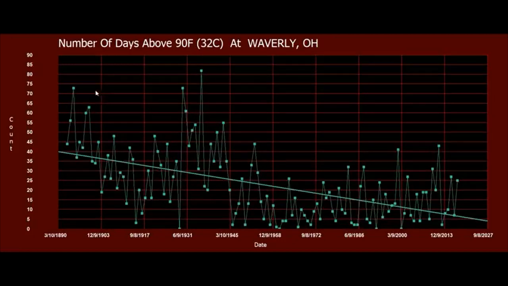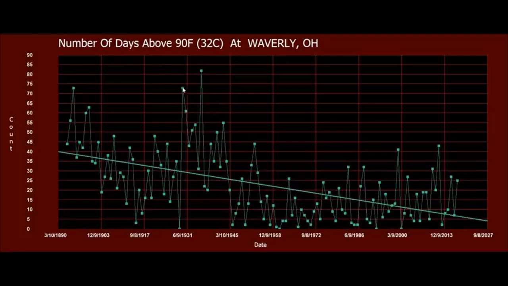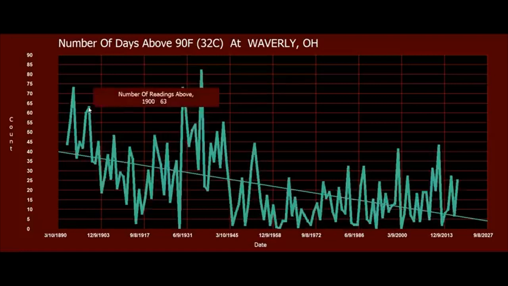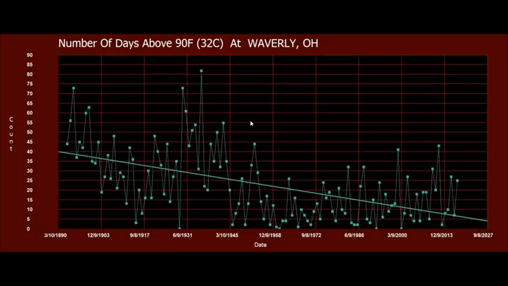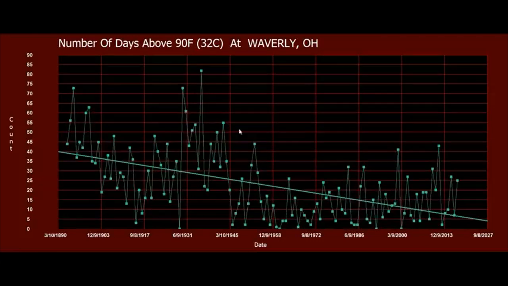Now let's look at 1895. They had 73 days over 90 degrees in 1895. How about 1930? 1930 also had 73 days over 90 degrees. The year 1900 had 63 days over 90 degrees. So you can see that Waverly, Ohio had a lot of very hot summers prior to the year 1943, but since then summers have been much cooler there.